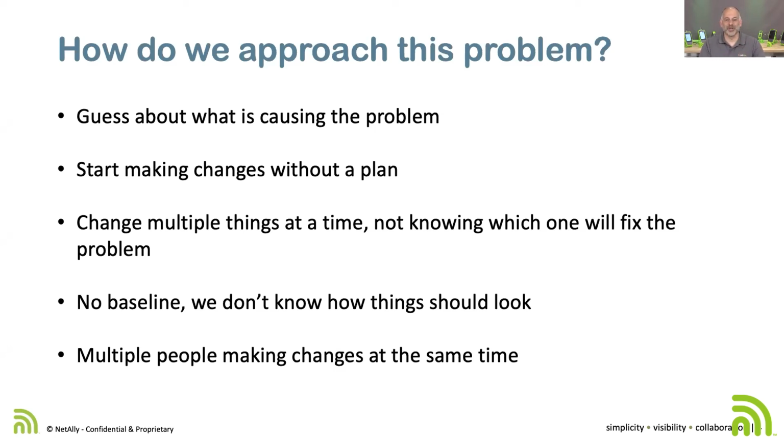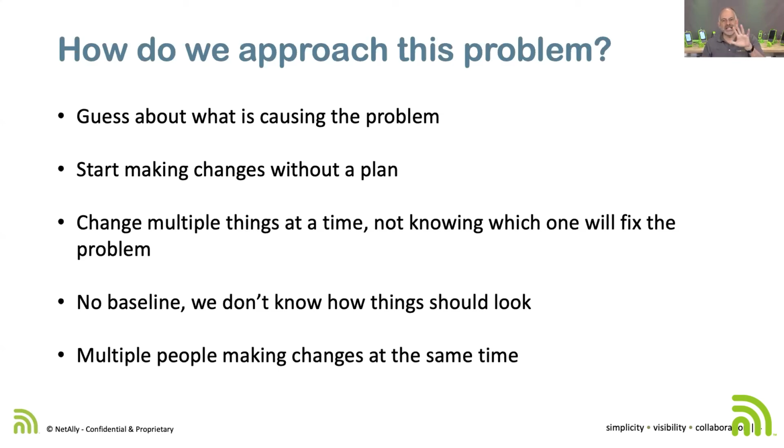So, how do we approach the problem? Well, these are some typical approaches people take. They guess about what's causing the problem. I love this one. You get a bunch of people in a room and they say, hey, I'm thinking that this is it, or I'm thinking this is it. Oh, I saw that one time. Well, what we find is that is a horrible approach, because what you're doing is basing what the problem could be on what you've seen in the past. And you're not looking at what's actually going on the network.